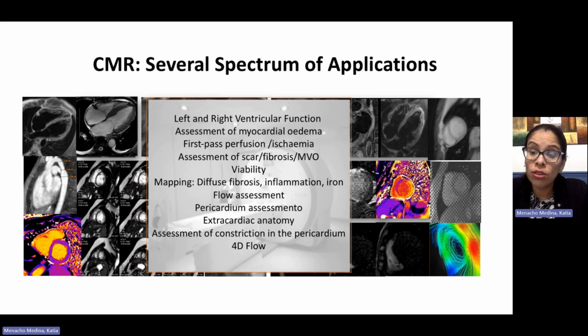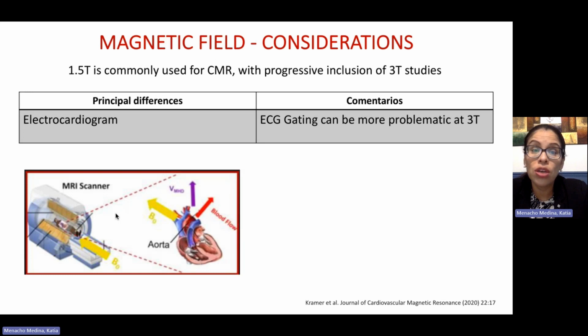That is one of the new technologies coming in CMR that is also helping to assess specifically vascular disease and also congenital conditions. So there are some considerations in cardiac MRI, and I want to put these as key facts that we need to remember. Usually we use cardiac MRI in 1.5 Tesla scanners in general, but you can see that there is a progressive inclusion of the 3 Tesla studies, especially for perfusion scans. So the magnetic fields are usually between these two sites, 1.5 and 3 Tesla.